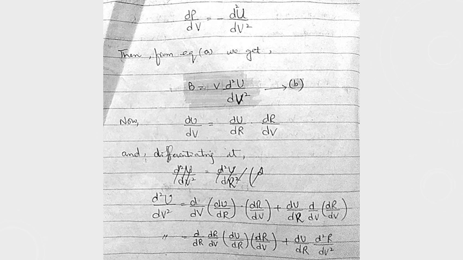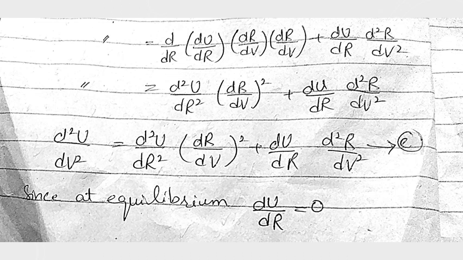We know that dU over dV is equal to dU over dr into dr over dV, using the chain rule. Differentiating it, we get d square U over dV square is equal to d over dV of dU over dr into dr over dV, and applying the product rule on the second term, plus dU over dr into d over dV of dr over dV. Differentiating, the result is equation C: d square U over dV square is equal to d square U over dr square into dr over dV whole square plus dU over dr into d square r over dV square.